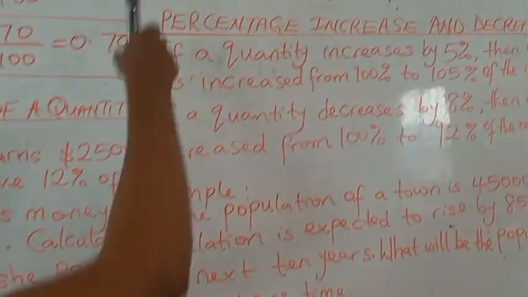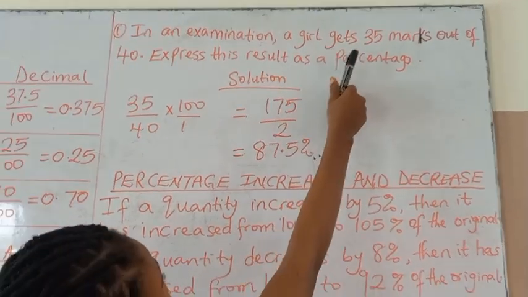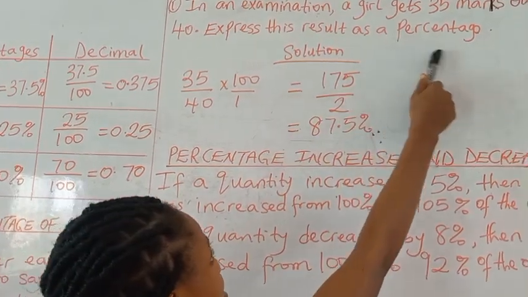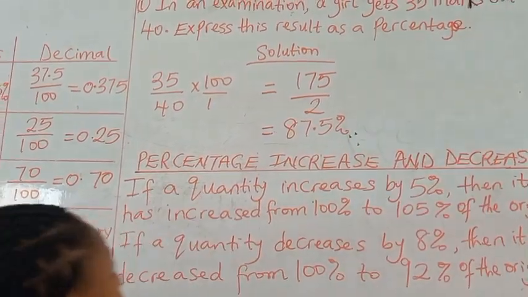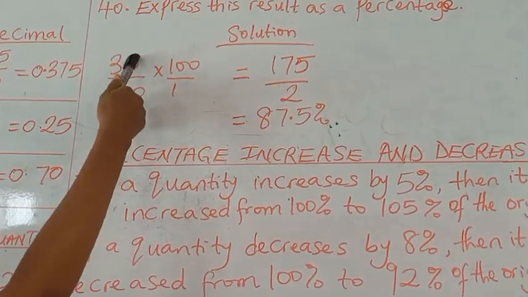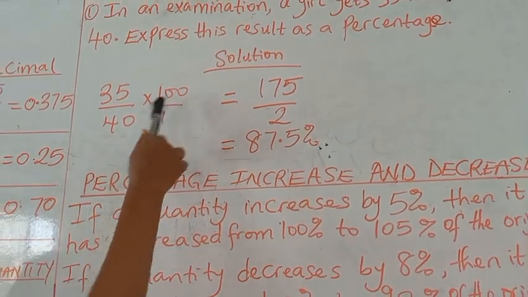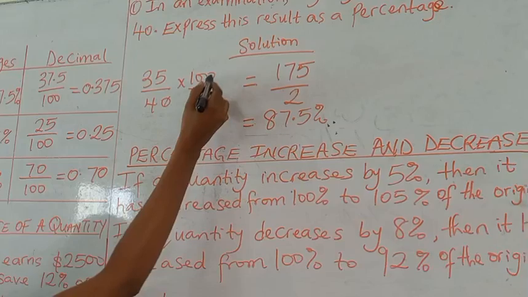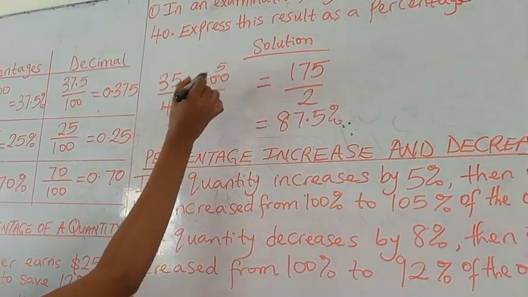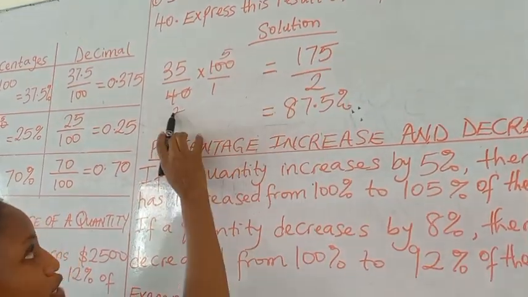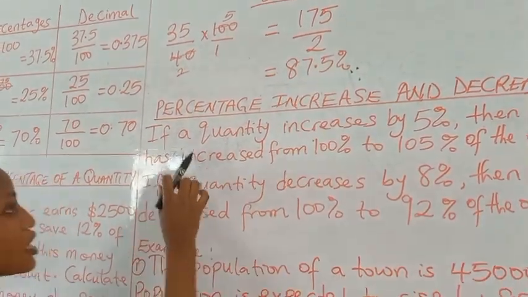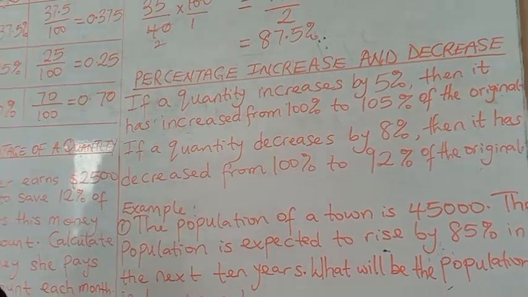Another example, in an examination, a girl gets 35 marks out of 40. Express this result as a percentage. She gets 35 out of 40, so we have to interpret that first as 35/40 multiplied by 100, the percentage. You have your 20 here, 5 in 40. We have 35 times 5 will give us 175. Then 2 times 1 gives this 2. When you divide it, you get 87.5%.